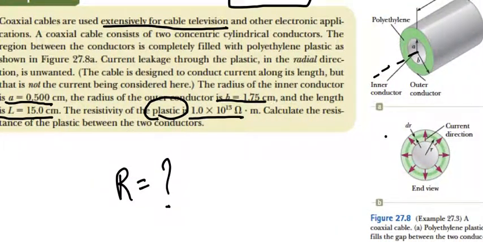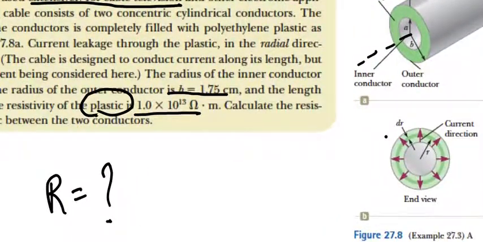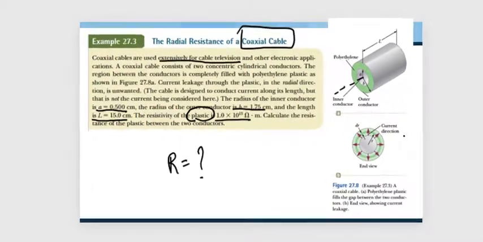So if you look at the diagram carefully, we are going to consider a small section of this plastic, which we are labeling as dr. We are going to find the resistance for this, and then we are going to integrate it from inside to outside. Inside radius was A, outside radius is B. So let's see how to do it.